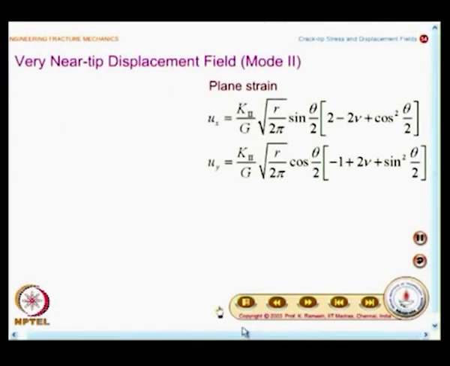After seeing the stress field, we will now move on to displacement field. These are again long expressions, please be patient to write them. I have ux equal to K2 by G root of r by 2 pi sin theta by 2 multiplied by 2 minus 2 nu plus cos squared theta by 2. And what you find here, like what we had seen in the case of mode 1, here again when r tends to 0, the solution is bounded. That is how displacement should be.